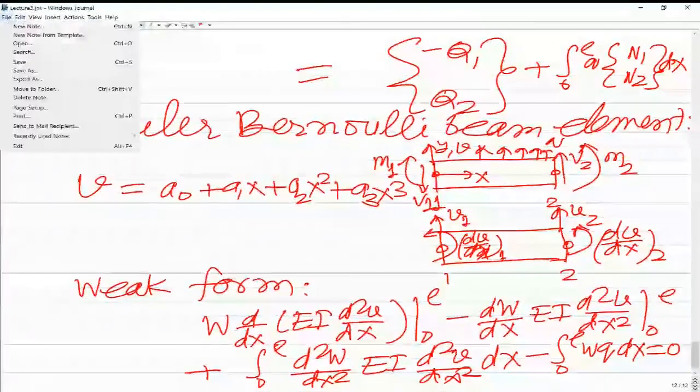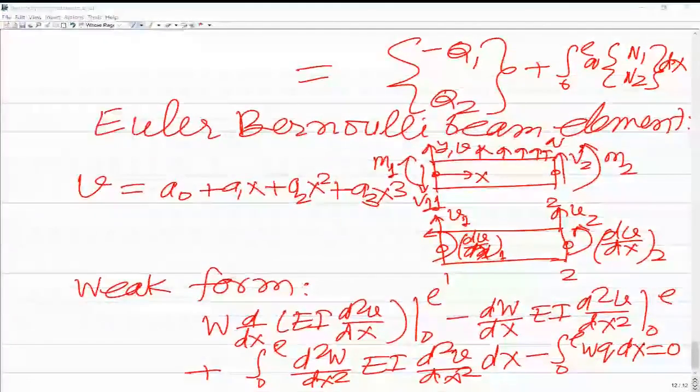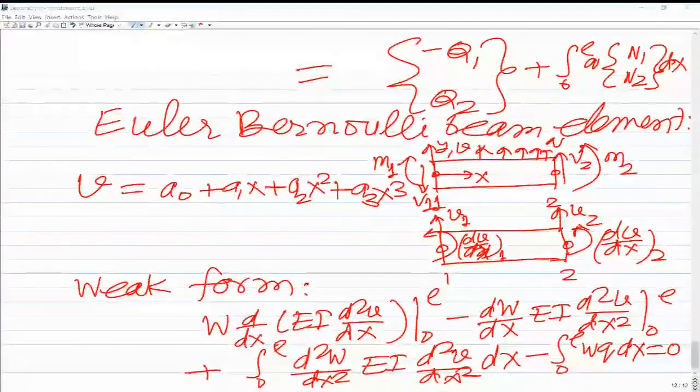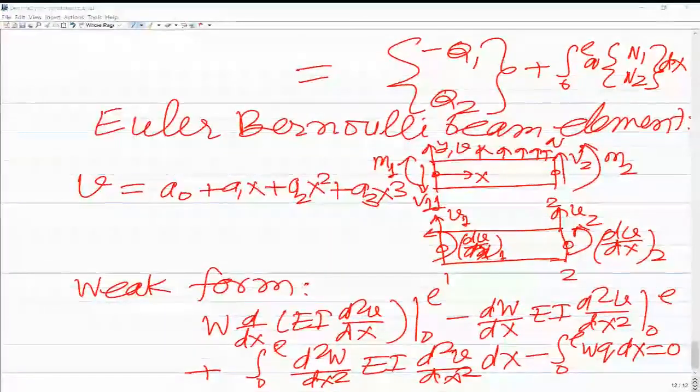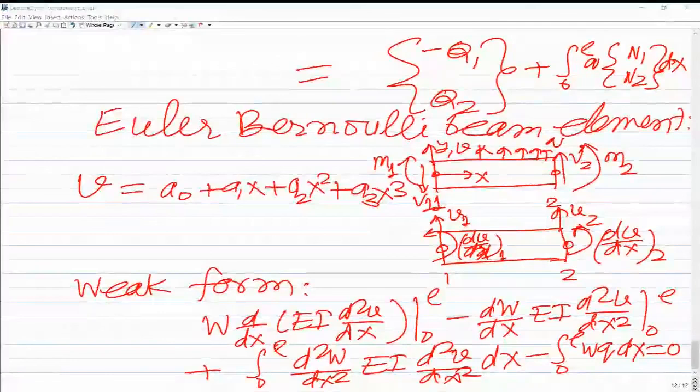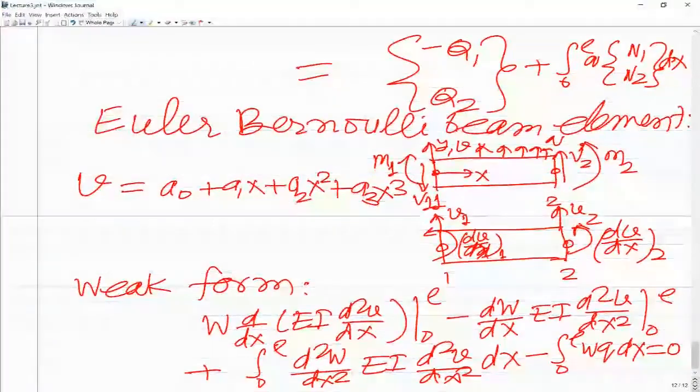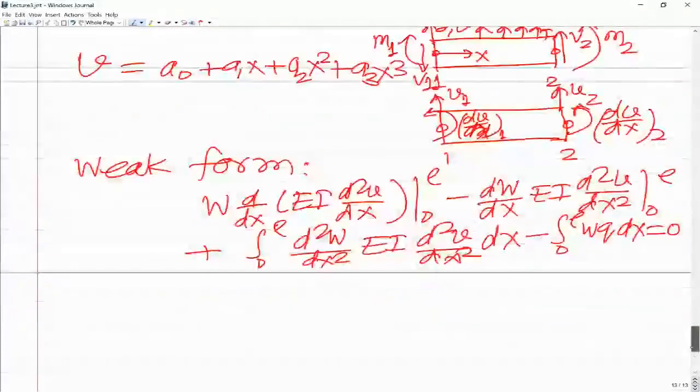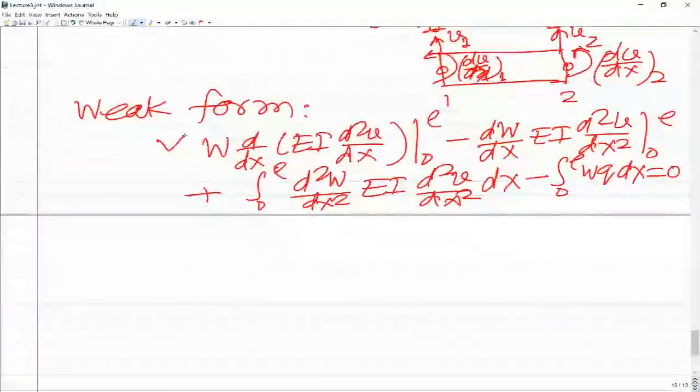So why are we taking this Hermite interpolation function in the Euler-Bernoulli beam, though we didn't take it in the case of the truss element? See, if you look at the Euler-Bernoulli beam element, the governing equation is a fourth order differential equation. Since the governing equation is a fourth order differential equation, this is the weak form.